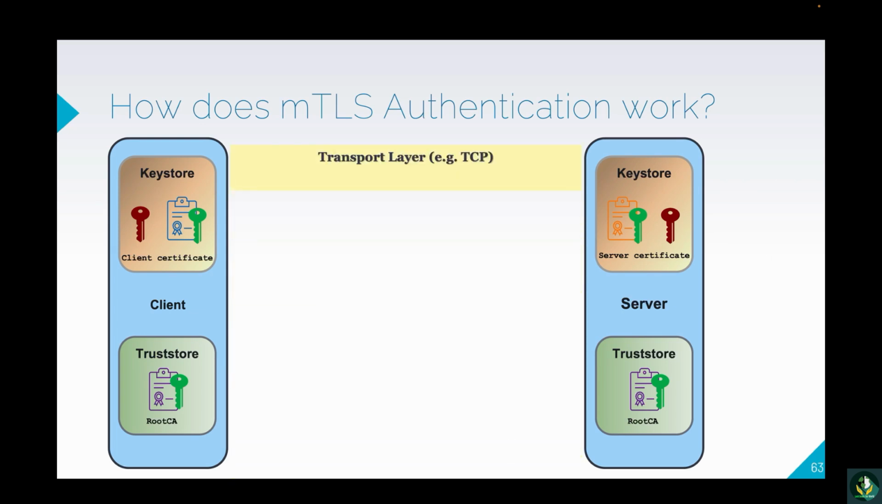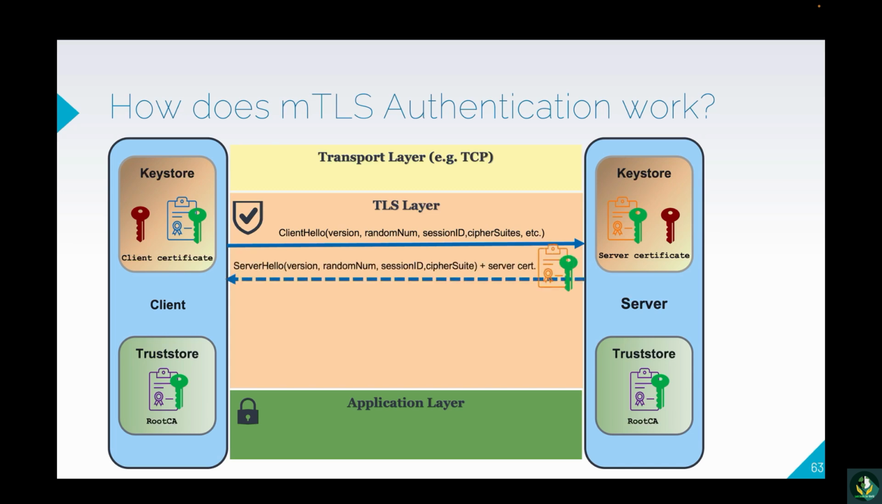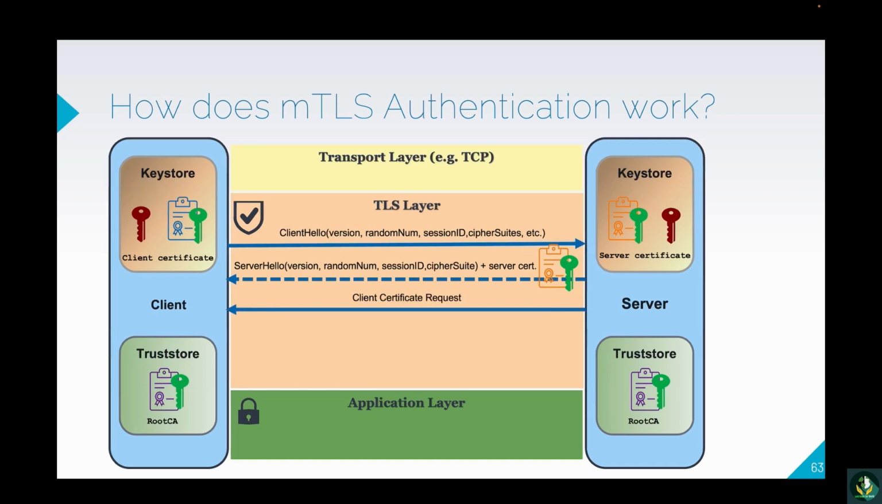The TLS protocol operates on top of a reliable transport protocol, like TCP. After that, we have the TLS layer, where MTLS takes place. And then on top, we have the application layer. The client initiates the process by sending a client hello message. This message includes information to secure and establish the connection. The server responds with a server hello, sending similar information and providing its certificate while requesting the client's certificate.